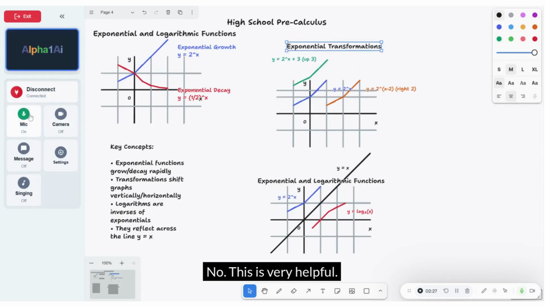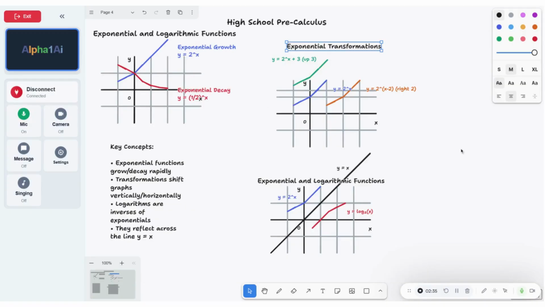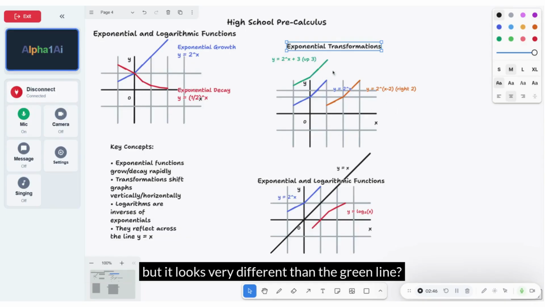No, this is very helpful. So if we can go one at a time, especially the exponential transformations, can you explain to me why the orange line is the inverse, but it looks very different than the green line?